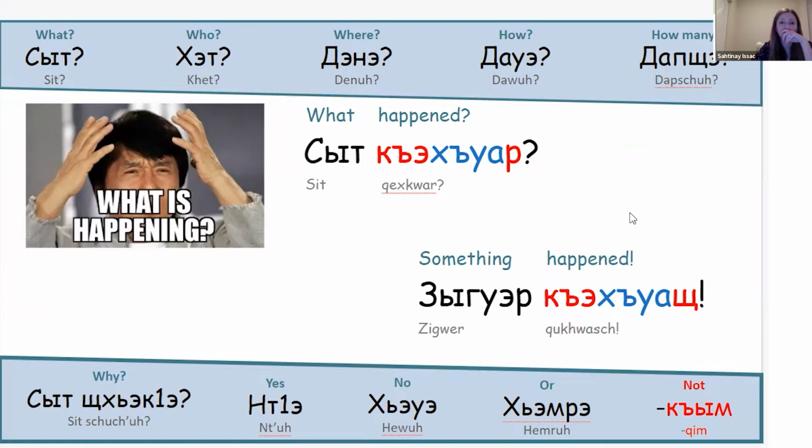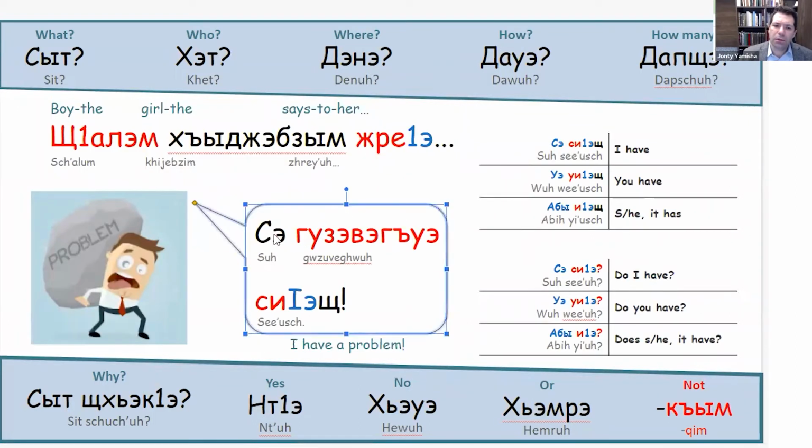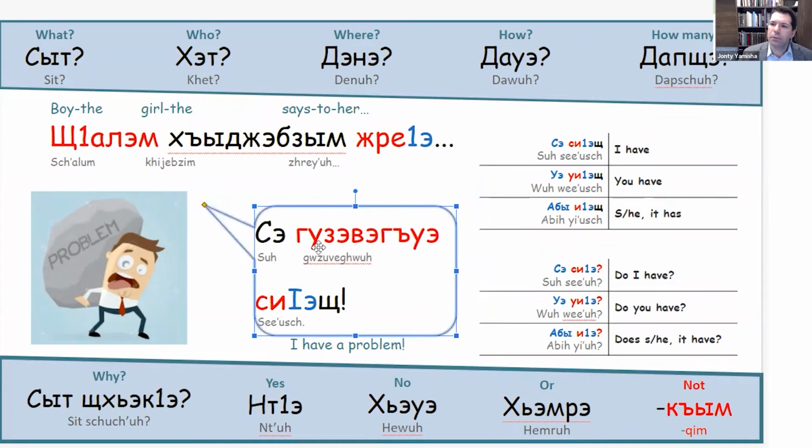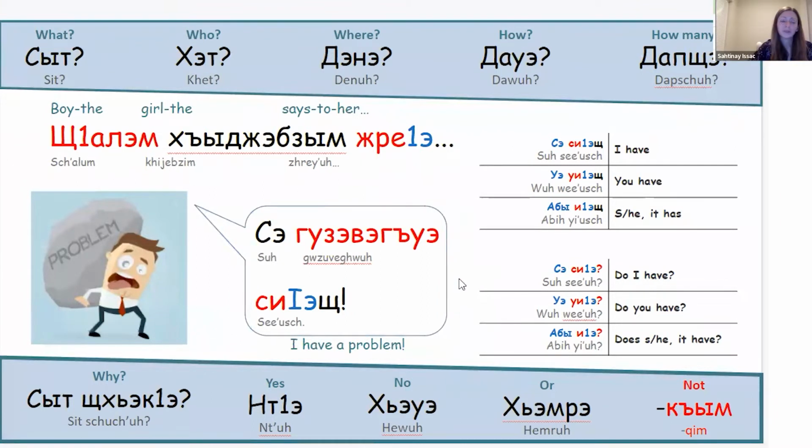Sit qahwar. Zagwar qahwash. Sit qahwar. Sh'alam guzavagwa yi'ash. Harash qahwar. Rash kahwar. Sit kahwar. Shalom goes a vegwa yish. Rash. Satanai.